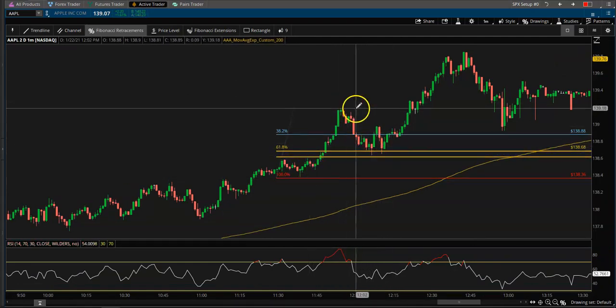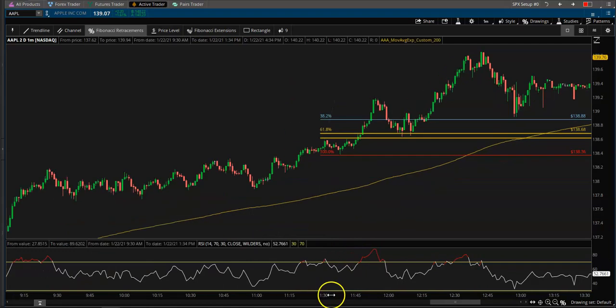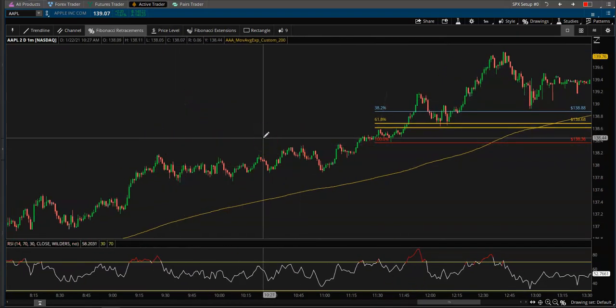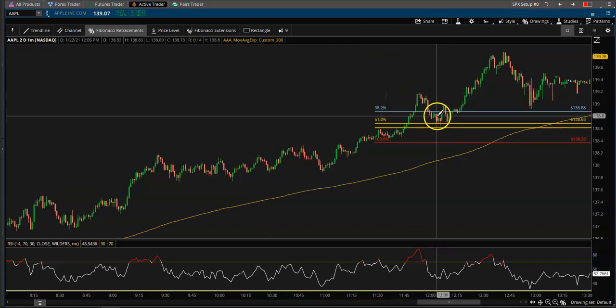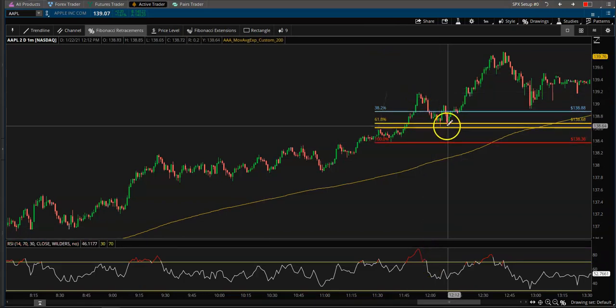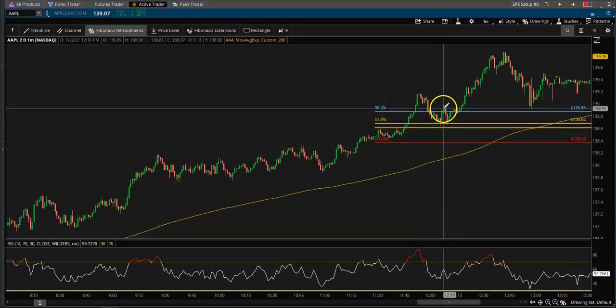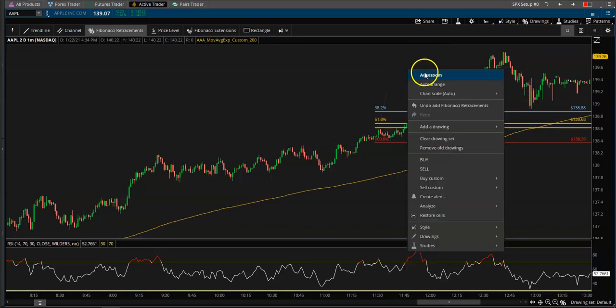Okay, so on this pullback, there was no divergence. I like this pullback to be able to get long, because when I look at price structure, we are in an uptrend making higher highs, higher lows. I like everything about this. Overbought, pulls back, okay, and here's our entry. Our stop would be below here, and look at that. Our target's hit within 2 minutes, okay?